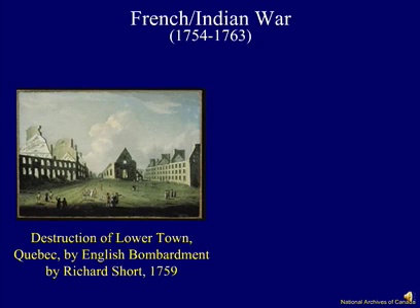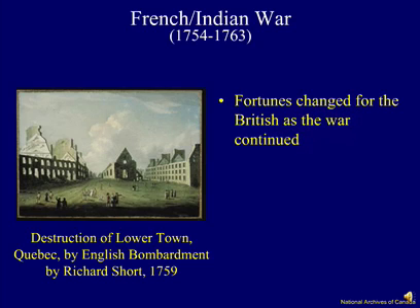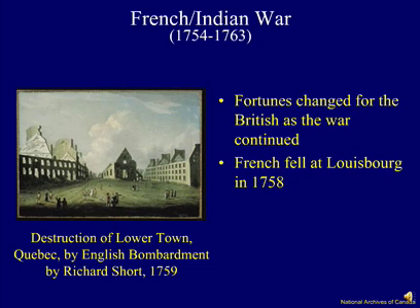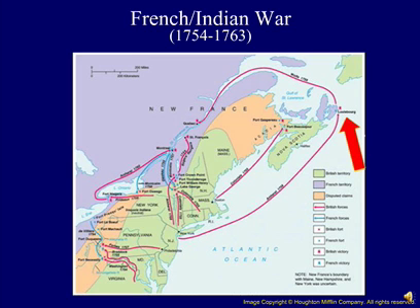The first years of the war went poorly for the British, but fortunes changed over time. One turning point was seen with the successful siege of the French fort of Louisbourg in 1758. The victory at Louisbourg was strategically important as it gave the British control over the Gulf of St. Lawrence as shown by the arrow on this map. Thereafter, it was difficult for the French to transport supplies to Canada.